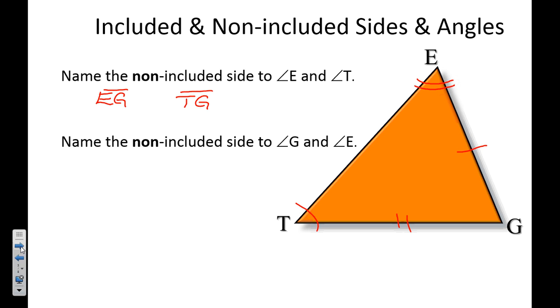Non-included side of angles G and E. G and E, non-included, ET or TG. You're correct. Okay?